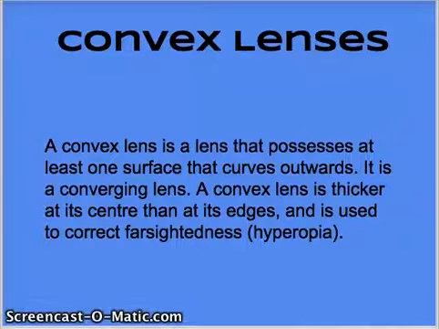Convex lenses. A convex lens is a lens that possesses at least one surface that curves outwards. It is a converging lens. A convex lens is thicker at its center than at its edges, and it is used to correct farsightedness or hyperopia.